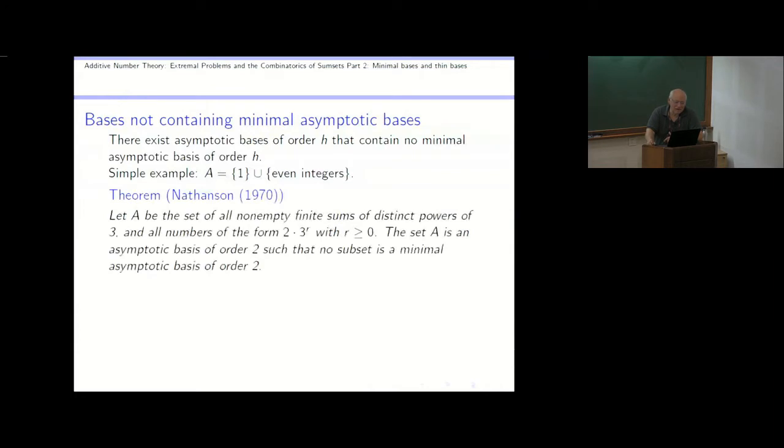A more interesting example is the following. If you look at all finite sums of distinct powers of 3, together with numbers that are of the form 2 times a power of 3, this is also an example of an asymptotic basis, no subset of which is minimal. Right? Yeah.